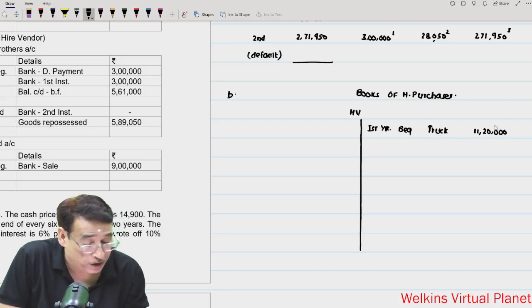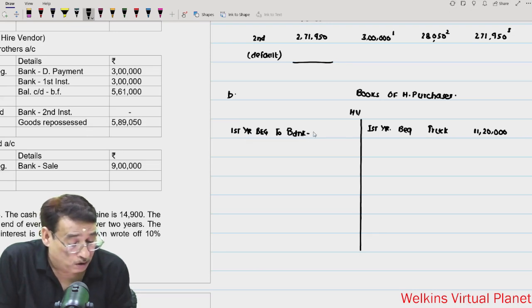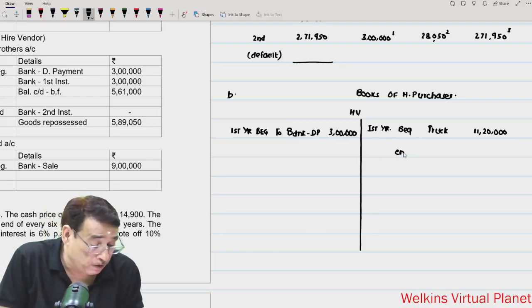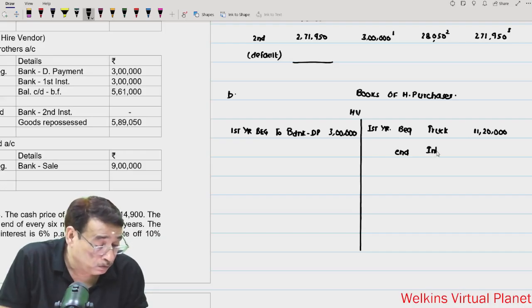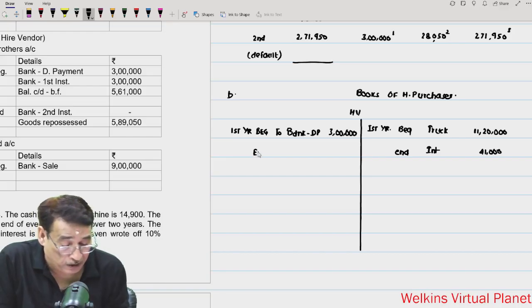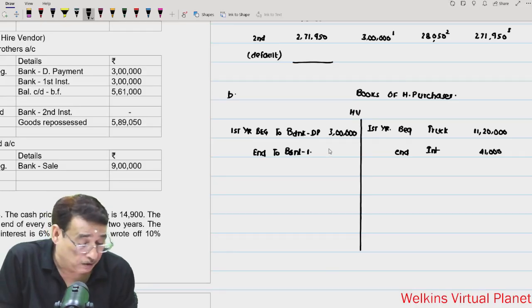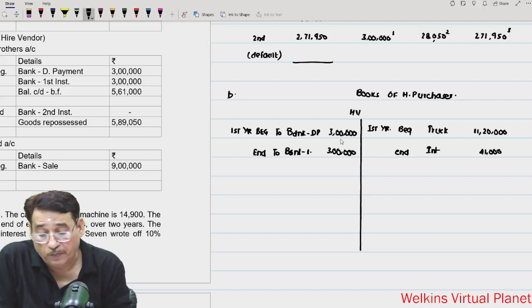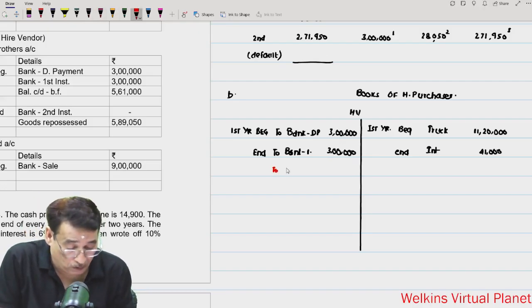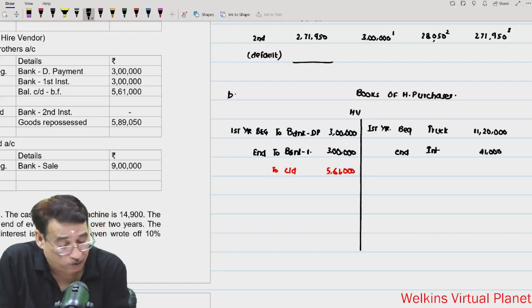So I shall write here 11,20,000. First year, beginning. To bank, down payment. The down payment is 3 lakhs. At the end of the first year, we will pass the entry for interest due. We computed interest in the first installment. It is equal to 41,000. Then, at the end of the first year, we shall write here to bank. The first installment is 3 lakhs. So, your balance carried down will be 5,61,000. At the end of the first year, your balance carried down is equal to this much.